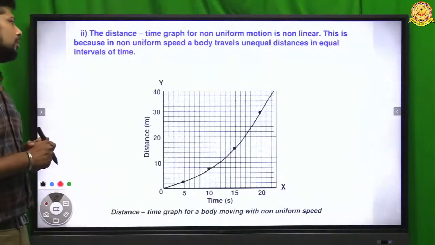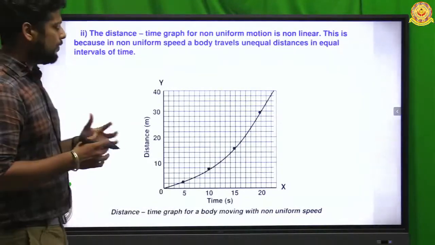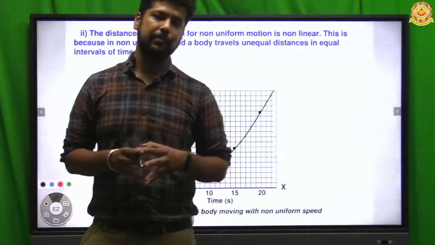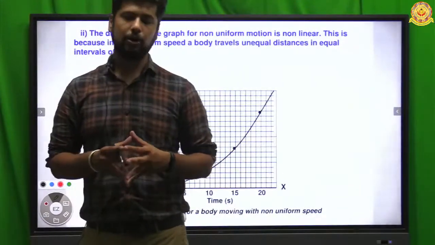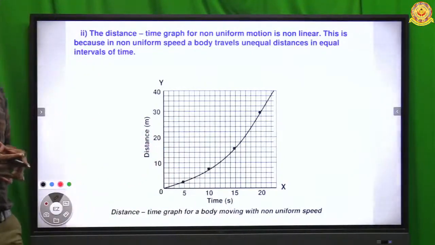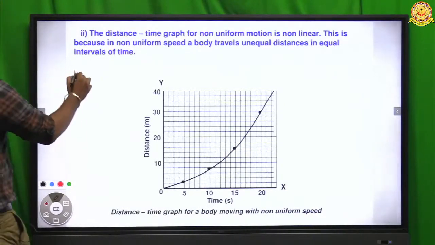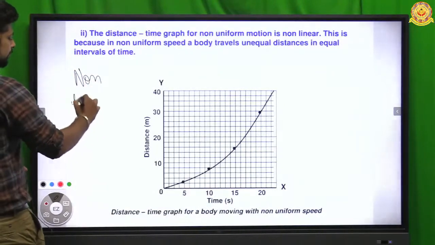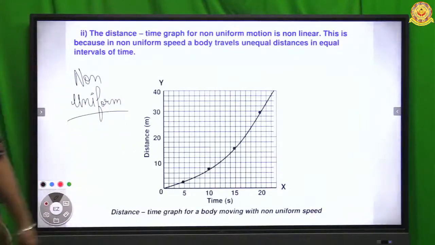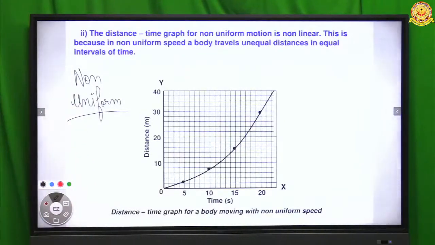This is because in non-uniform speed a body travels unequal distance in equal interval of time. Of course, in non-uniform motion a body is always traveling unequal distance in equal interval of time. So if you try to draw that graph, you always get a non-linear graph. You are not getting a straight line. This is for non-uniform, and our previous graph is of uniform motion. I think the distance time graph is understood by you all.